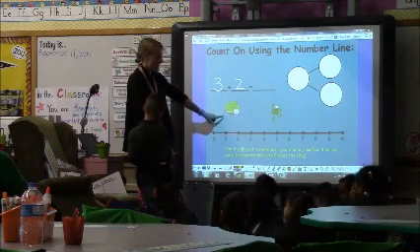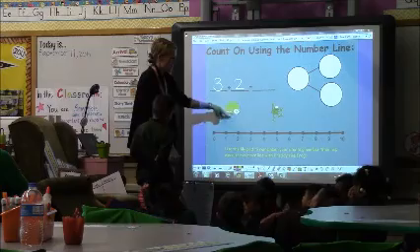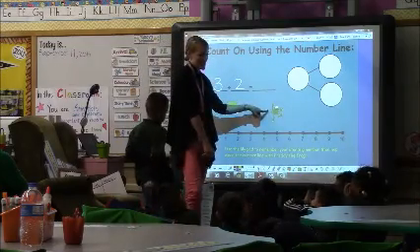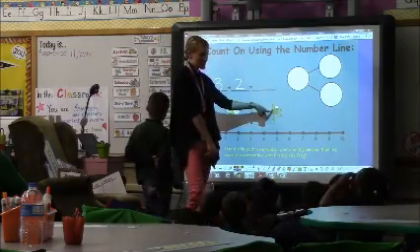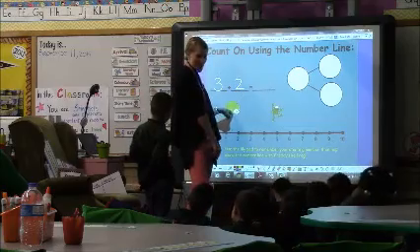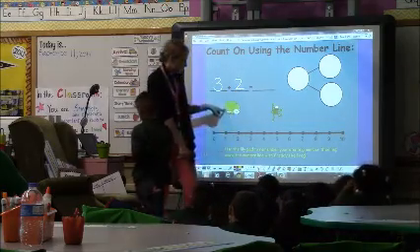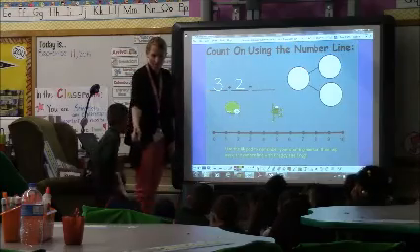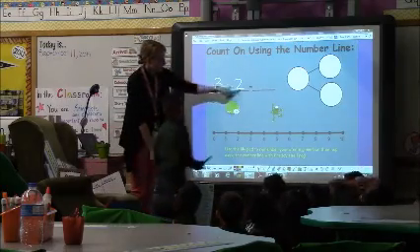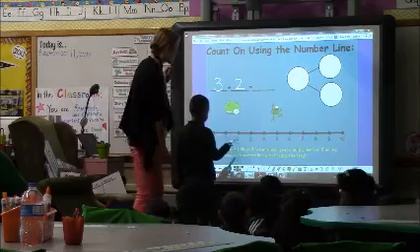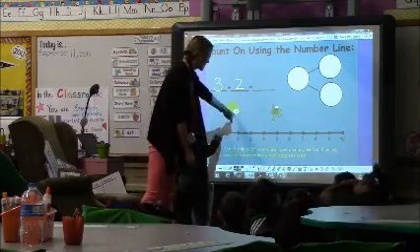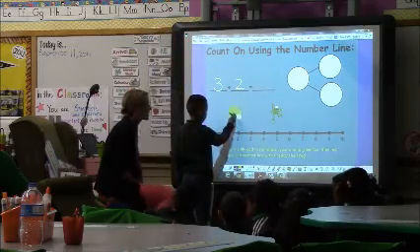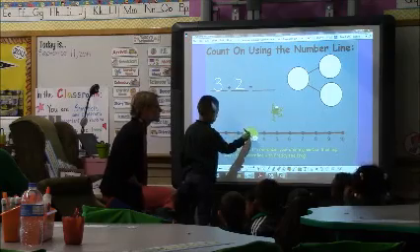To help us today, I have a lily pad and a frog. They go together because frogs love lily pads. They like to sit on them when they're in the pond. So we're going to start by putting our lily pad on our first number. In our addition sentence, what's the first number? Good, 3. So he's going to put the lily pad on the number 3. Good, so that's where we're going to start.